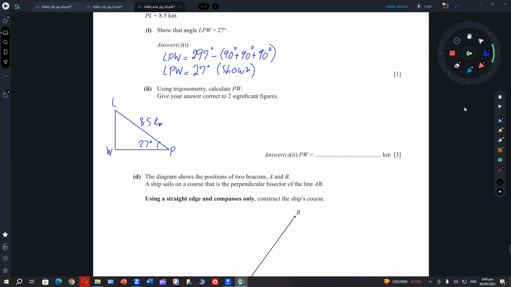Now you have to tell me how should I solve it. You can use the sine rule. Not sine rule, you can use sine. Use the ratio. Yes.